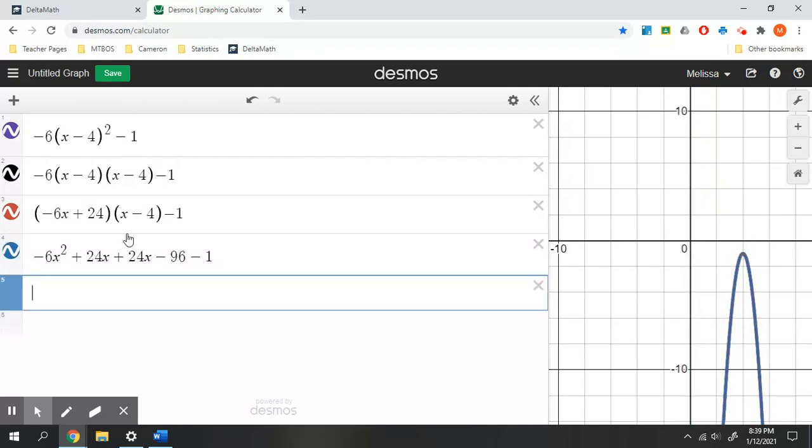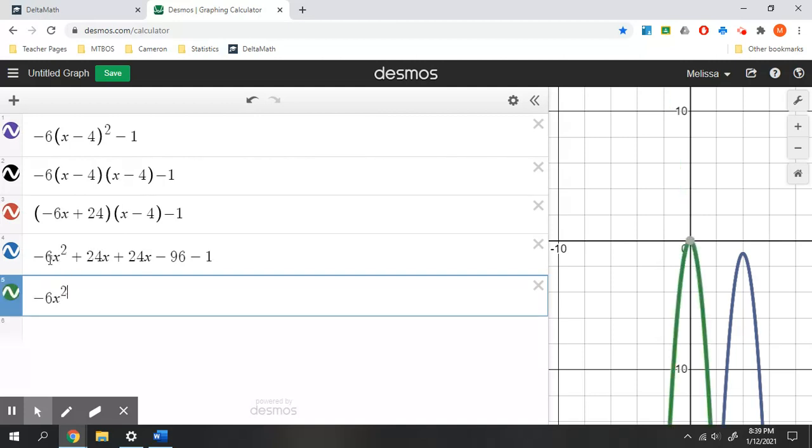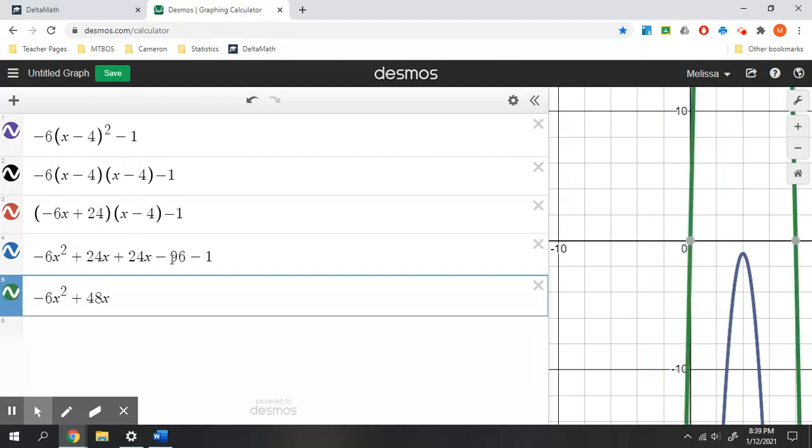All right, now final combining of like terms. I have a negative 6x squared. I have a 24x and a 24x, that is 48x. And then negative 96 minus 1, that is negative 97. So this is our final answer here.